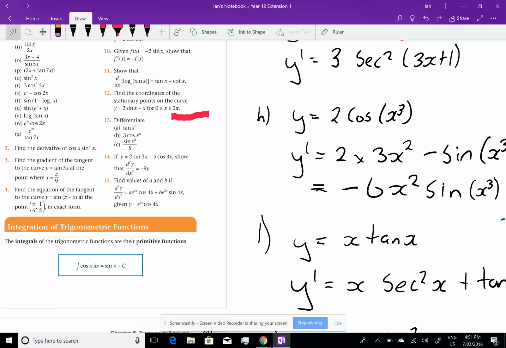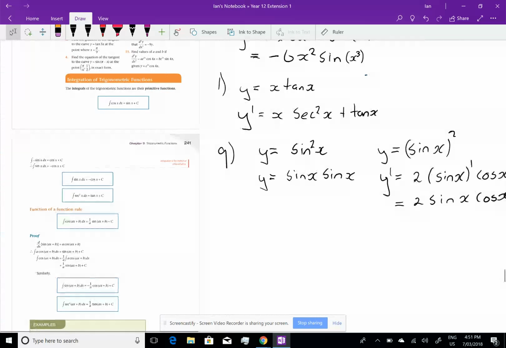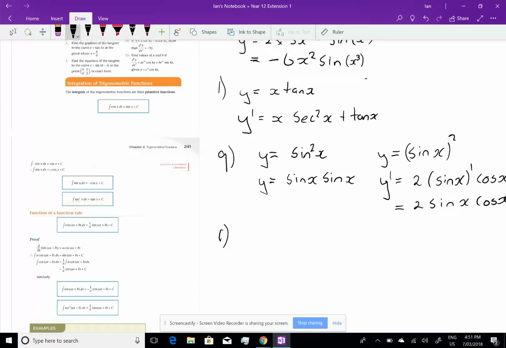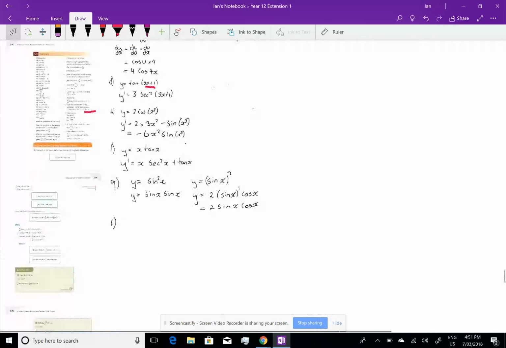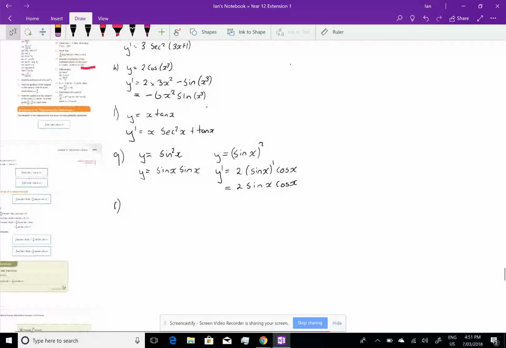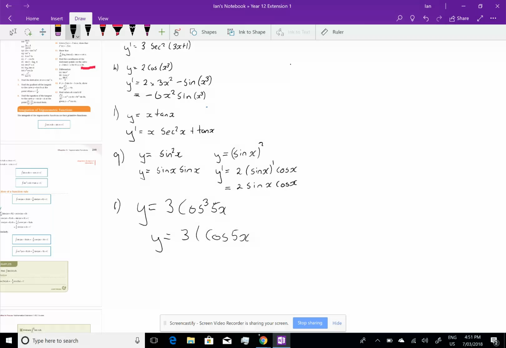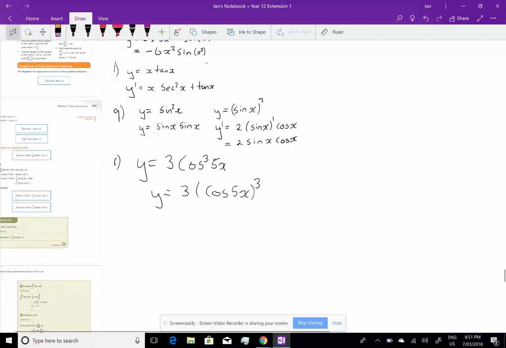Let's do R, which is 3 cos cubed 5x. So y equals 3 cos cubed 5x. Again, think of that like this. Y equals 3 cos 5x all cubed. Okay, so the derivative is, let's bring that 3 down the front from the top, times the 3 that's already there.